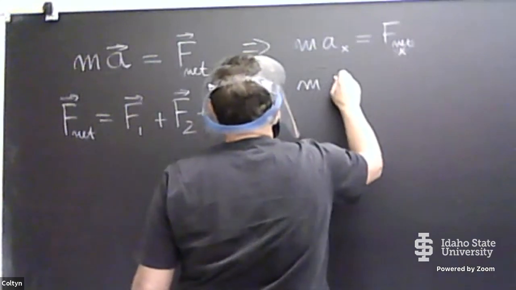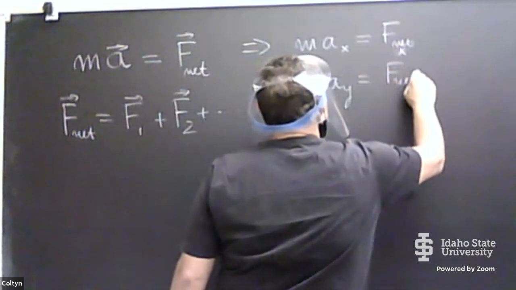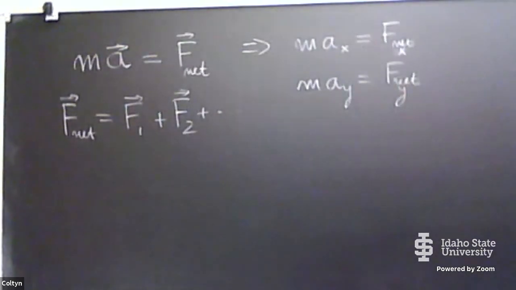You have mass times acceleration y component is equal to net force y component, and z component if z component is necessary also. But in general, even though it is a vector equation with components, it is a relatively simple expression. So now we have to figure out what is the meaning of the three variables that enter Newton's second law.